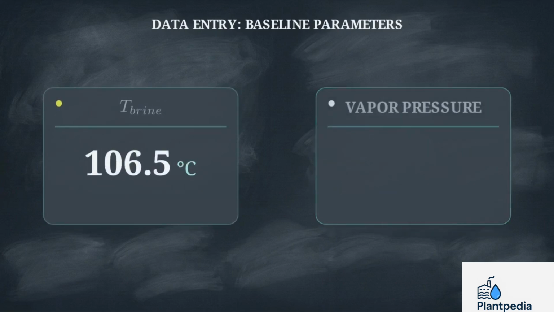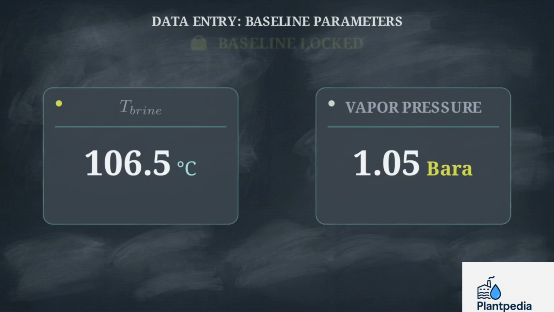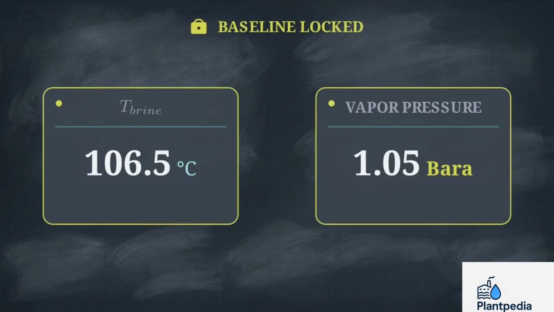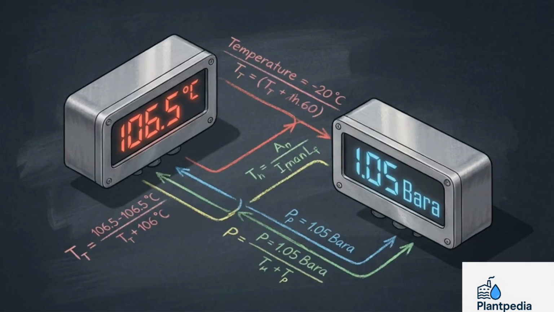Step 2. Secure your vapor pressure. Check the gauge monitoring the evaporator's vapor space. Pay close attention to units. Record absolute pressure, or bara. Our example reading is 1.05 bara. You now have your live brine temperature and your live vapor pressure. These 2 numbers form the unarguable foundation of the calculation.